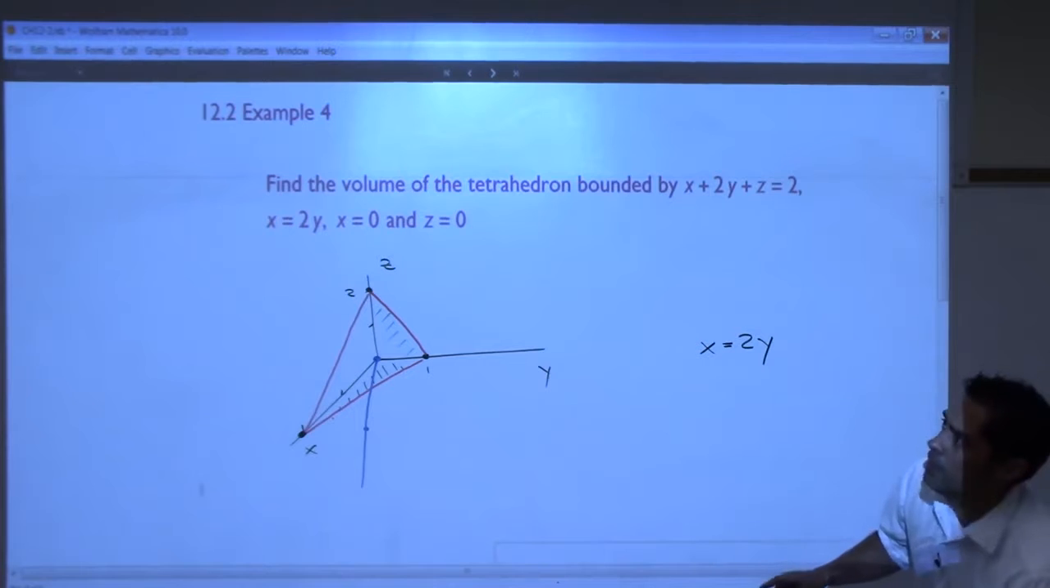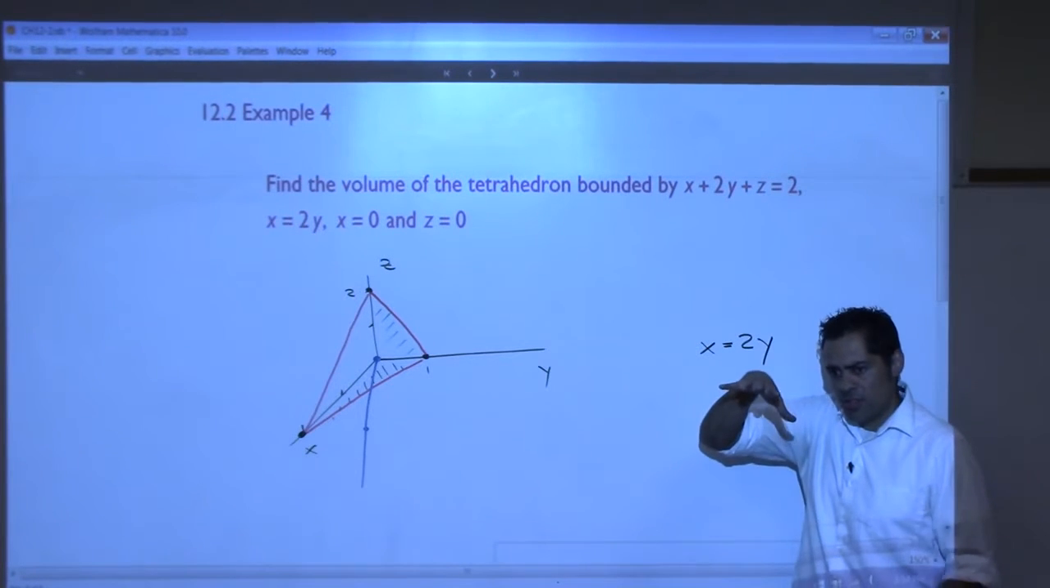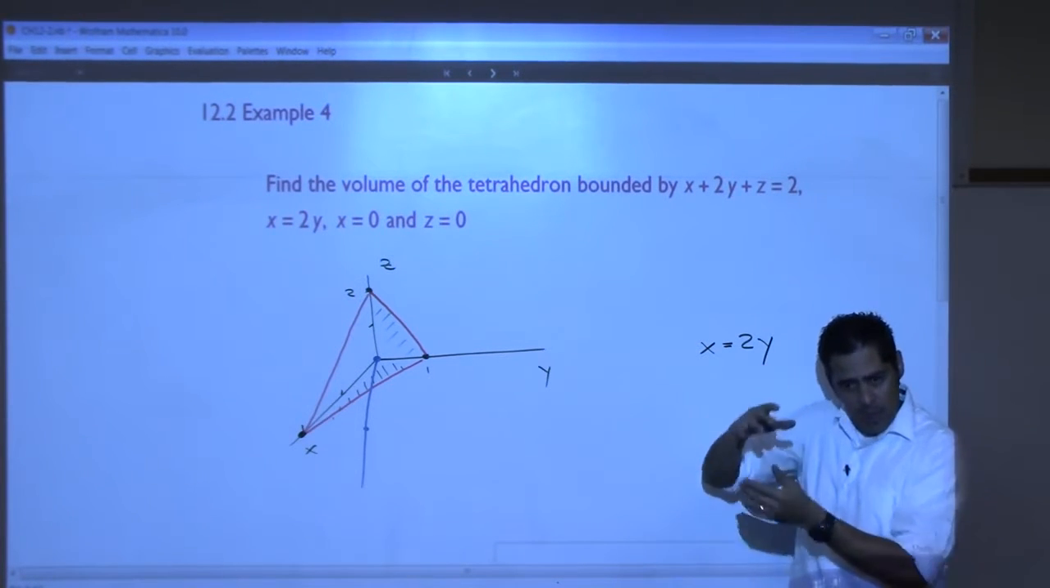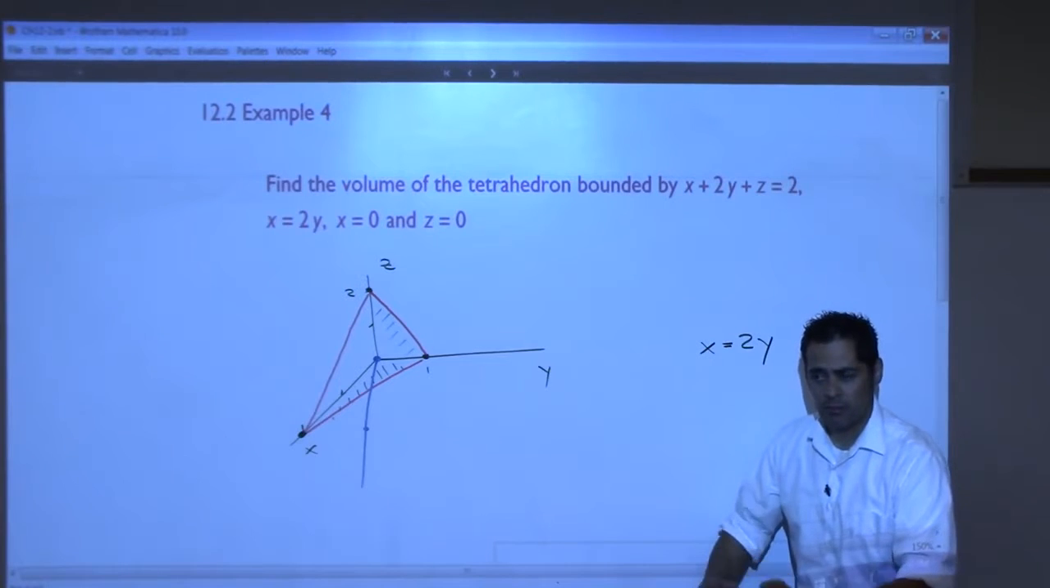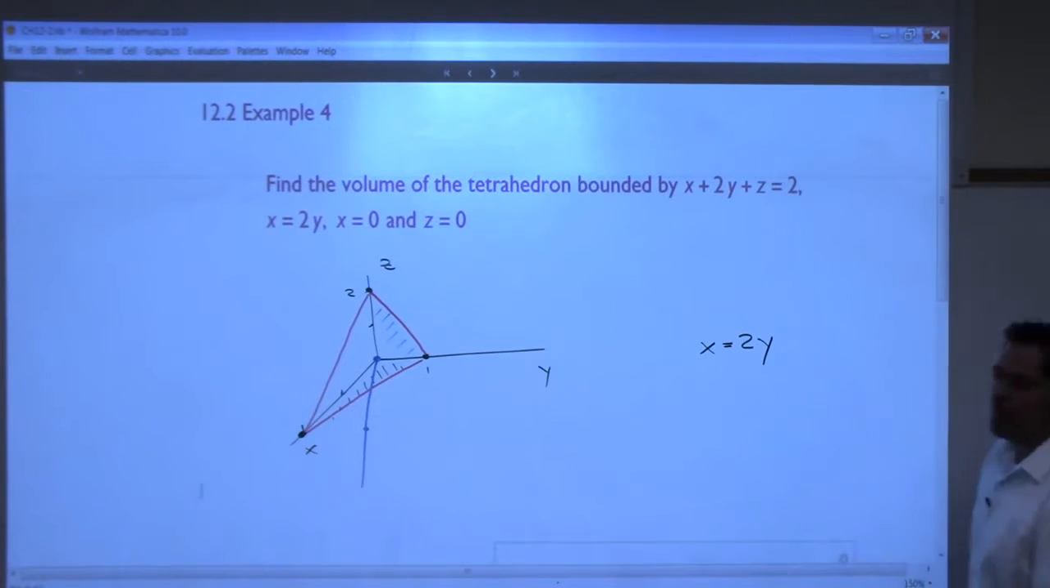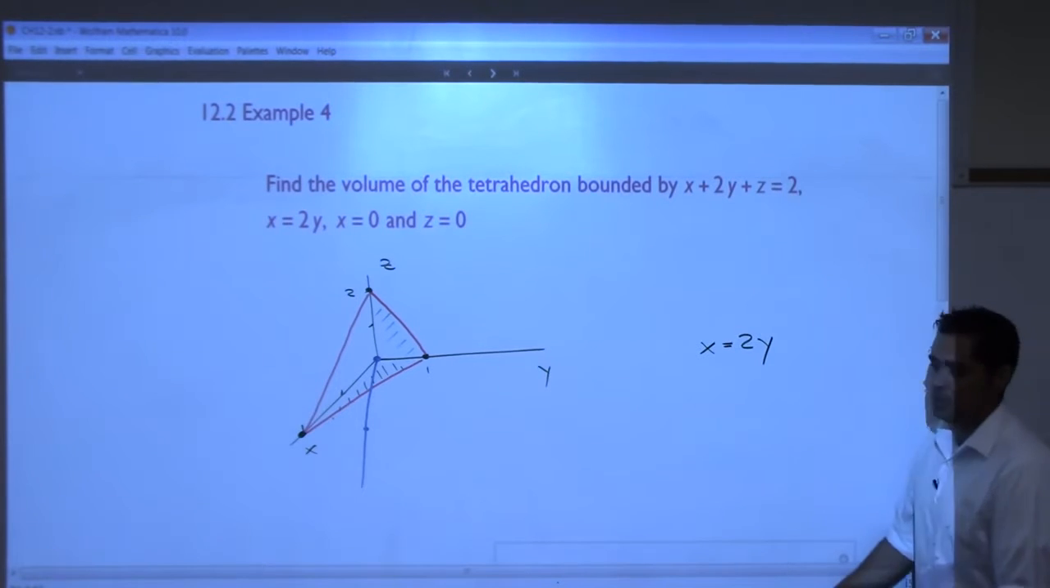Remember, the double integral gives us the volume underneath a surface above some region. Do you see the region in which we would want to integrate over? Do you see it in there?